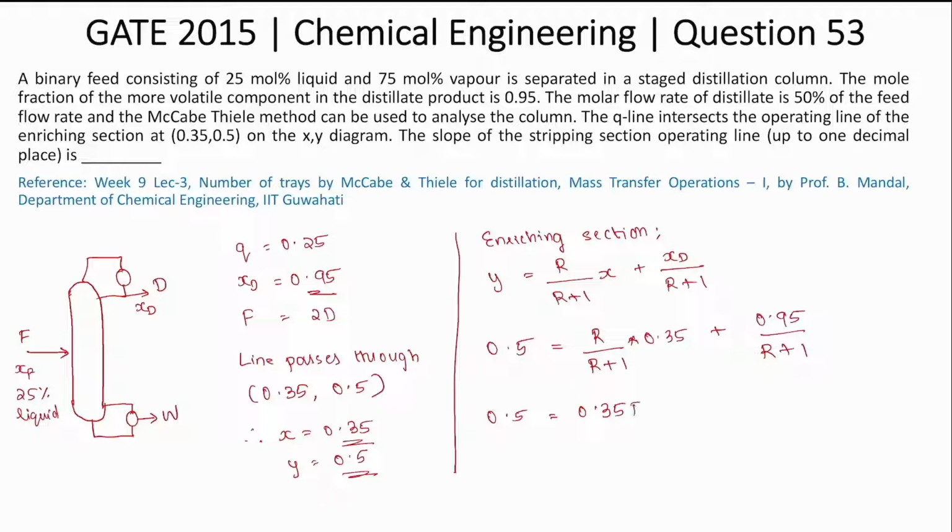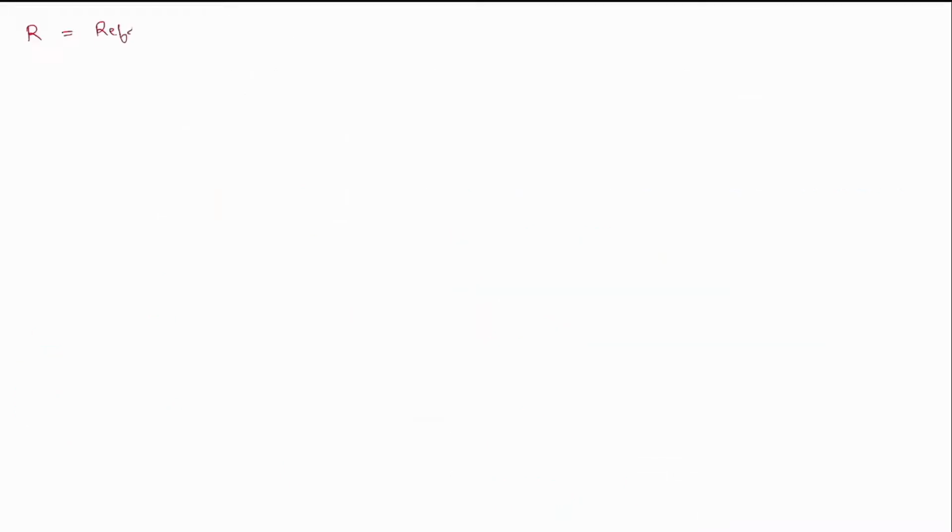So here we just have to solve for R. By solving this equation, we can find the value for R. Solving this, we'll get R is equal to 3. So R is nothing but the reflux ratio, which is equal to L by D, and that is 3. Rearranging this, we can write L is equal to 3D.